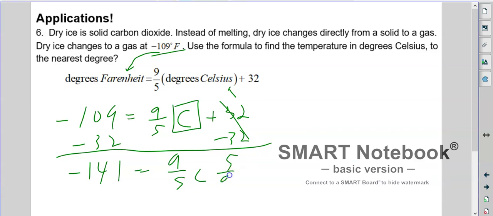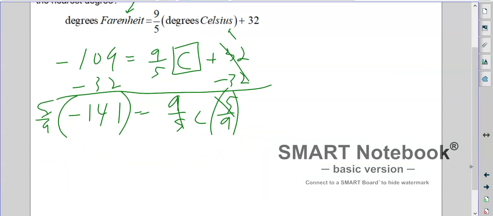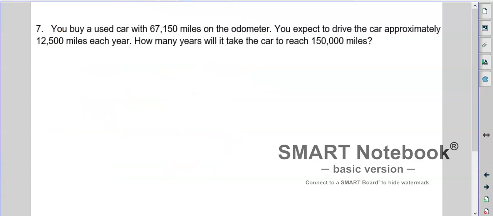So if we multiply this side by 5/9 and this side by 5/9, okay, this cancels this out. And then we type in the calculator, negative 141 times 5 divided by 9 equals a temperature of 78.3 degrees Celsius. Okay, 78.3 degrees Celsius. All right, you buy a used car with 67,150 miles on it.